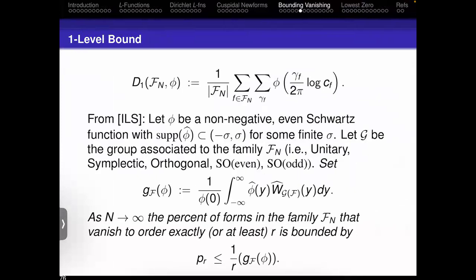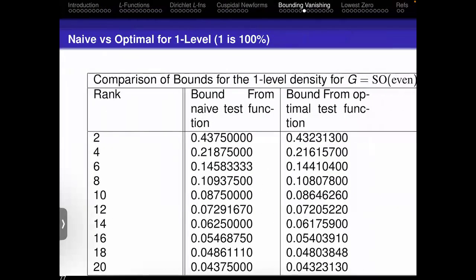The quantity makes sense. You have to divide by phi of 0, because when I plug in 0, I'm going to get phi of 0 here. If I just rescale phi by dividing by 100, I shouldn't be changing my bound. So this should be some nice scaling like this. All right, so this is what you get if you look at the one level. And so here are results.